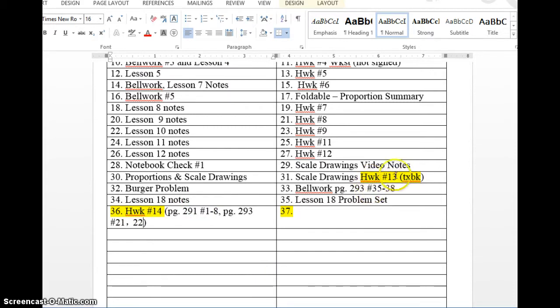Now, if you could also, in the highlighted area in your table of contents, change that, because we're going to call that homework 13, and you'll see that in the grade book as well.